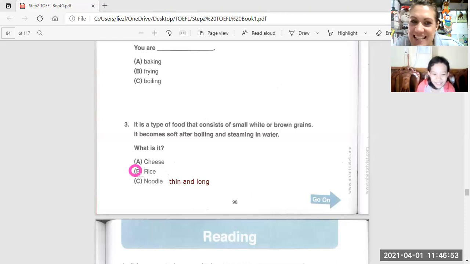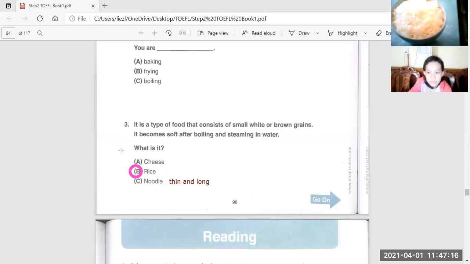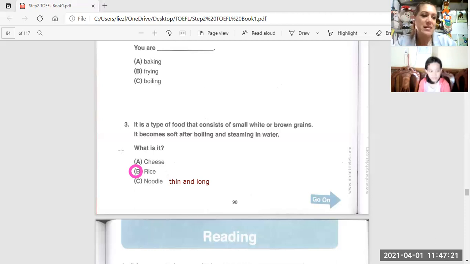It's rice. Oh, rice. Okay, let me show you a picture quickly. Okay. Here it is. Do you know what rice is? Yes. Okay. There it is. It's rice. It's small white or brown grains. Okay, rice. Let's go on to the next one.